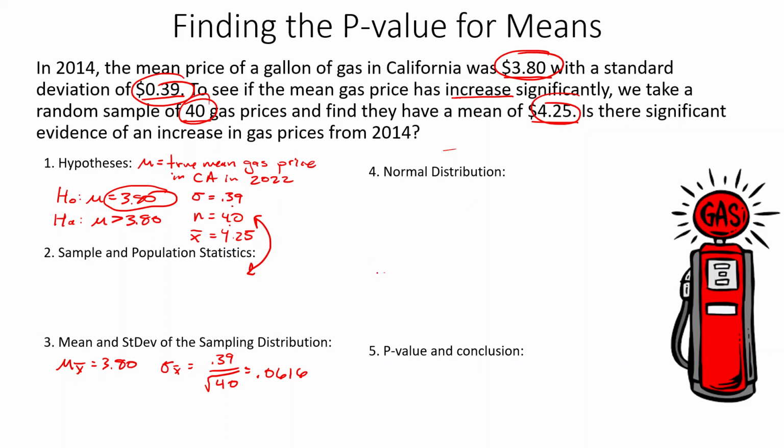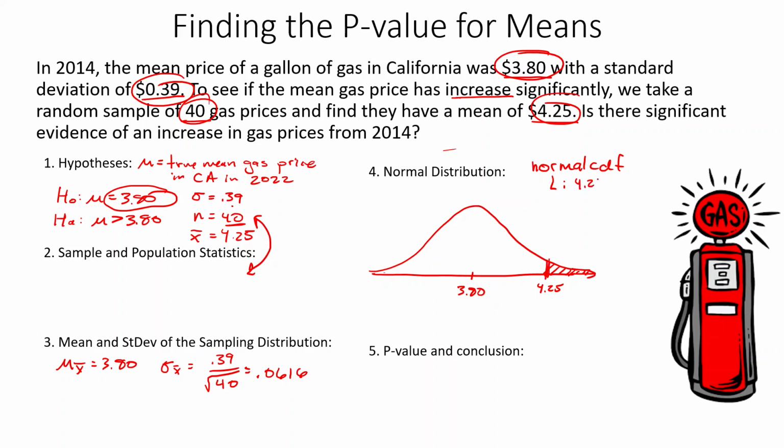Next, we have a normal distribution now. The reason we actually know we have a normal distribution is because our sample size 40 is greater than 30, so the central limit theorem tells us that that holds true. So we're at 3.80, and then we've got a sample statistic of 4.25 way up here, and we're going to go away from the mean, so we're going up in that direction. And this little section here will be our p-value. To find that, we're going to use the normal CDF. Our lower bound here will be where this section starts at the 4.25. Our upper bound is just going to be something big like 100.